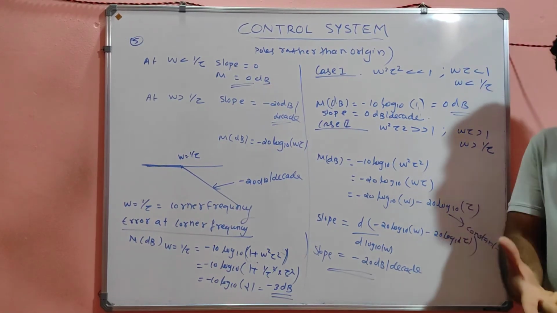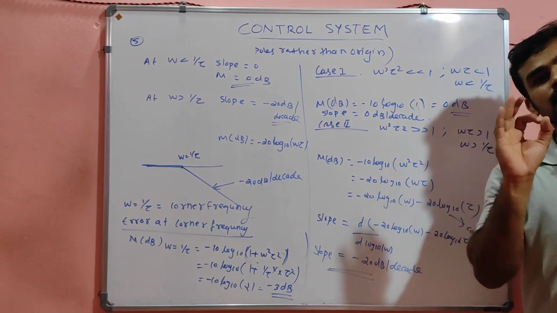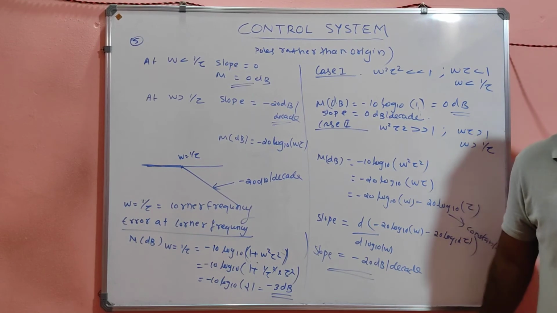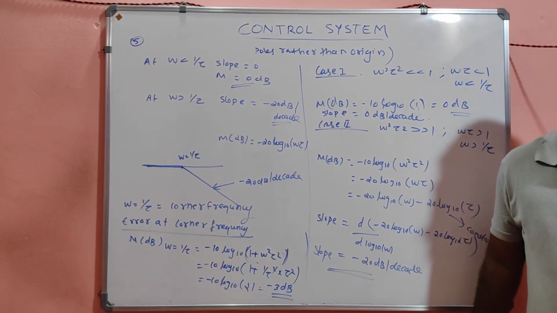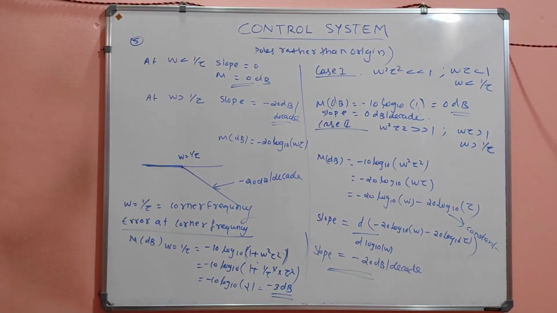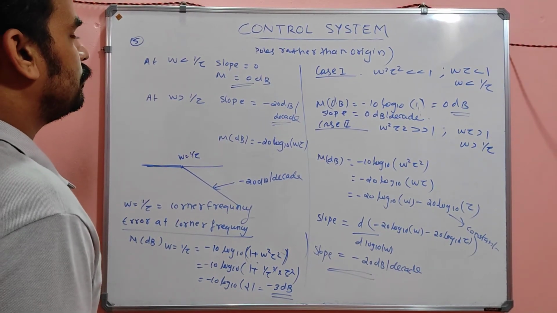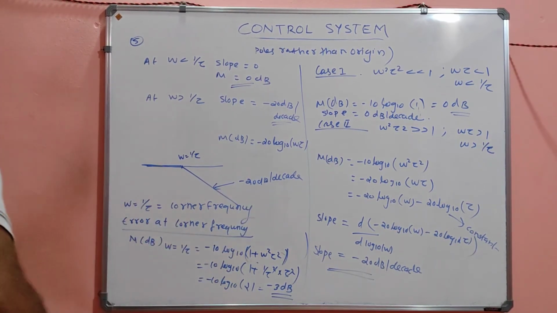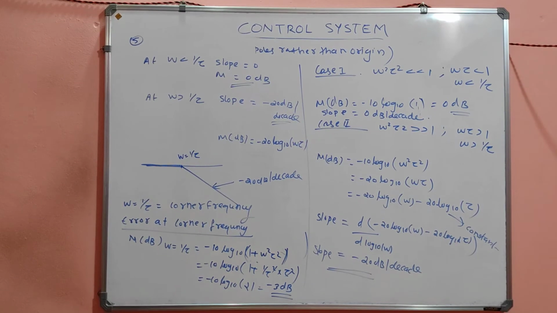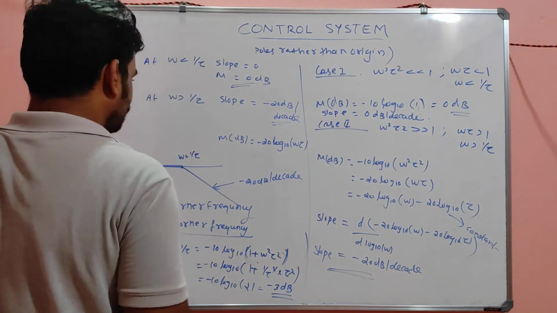In examination there is a possibility of asking what is the loss at the corner frequency. Only minus 3 dB change. It will be applicable when I take electronics, and it will become more and more clear. Is it clear, my dear? So this is the case of 1 by 1 plus S tau. Next.